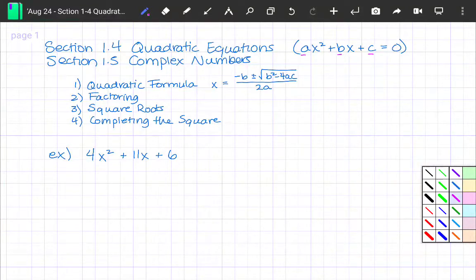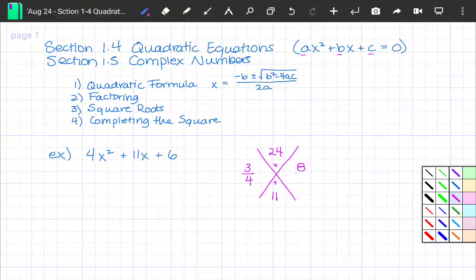Now, if you want to pause the video and try this on your own to see if you remember how to do it, go ahead. But I'll go ahead and do it right now and walk you through that Australian method that I showed you. Remember, you set up your x. You put a times c at the top, which would be 4 times 6. You put b at the bottom, which is 11. And you want two numbers that multiply to the top and add up to the bottom. And those two numbers are going to be 3 and 8. They multiply to 24, they add up to 11.